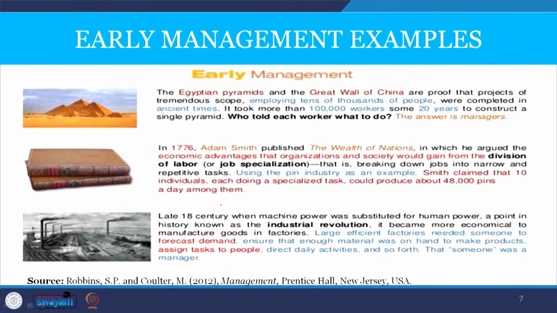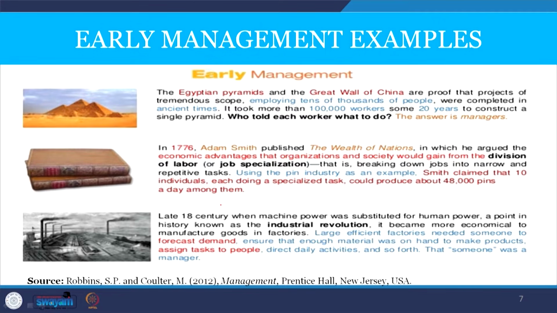Further, in the 18th century, when machine power was substituted for human power, a point in history known as the Industrial Revolution, it became more economical to manufacture goods in factories. It was possible to produce a large number of products in factories. Efficient factories needed someone to forecast demands.